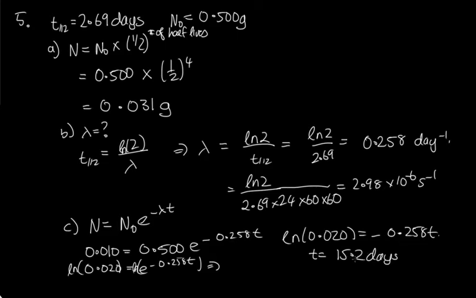Now if we wanted to do it in seconds, we would use this decay constant here instead. So this goes down here instead, and then our answer would be in seconds. If we do that, then we end up with the time in seconds being 1.31 times 10 to the 6 seconds. But this number, 15 days, is probably a lot easier to visualize.